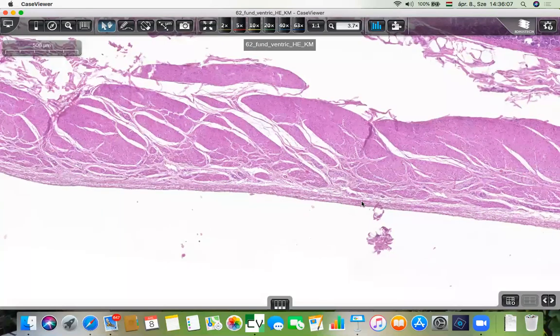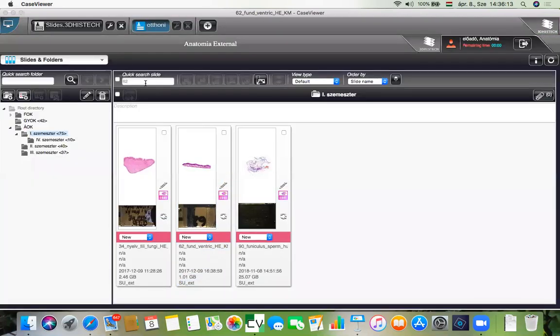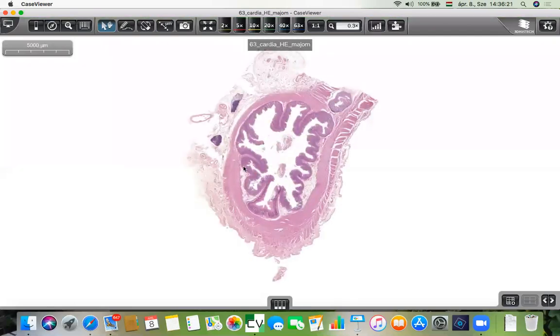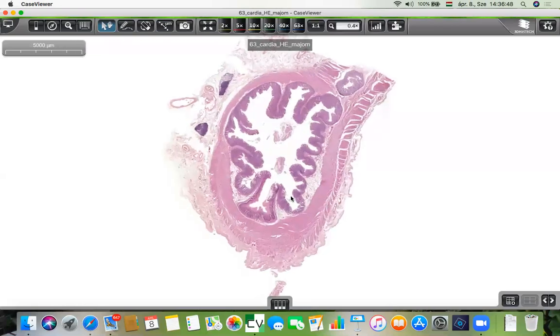Let's move on and see the cardia, slide 63. You know, the cardia belongs to the stomach. It's a muscular ring, just letting the food bolus into the stomach. But it also represents parts: the upper part of the cardia has the lining epithelium of the esophagus. So this is a typical section of the cardia.